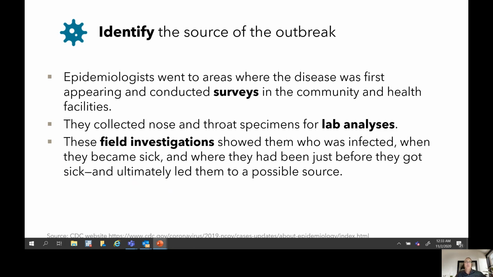It often involves conducting surveys in the community or at health facilities. It sometimes involves collecting, quite often, biological samples from the nose or throat or from your blood, and then conducting sophisticated lab analyses on that as well. And then you use that lab data in coordination with additional information to help inform who was infected, when they became sick, and where they had been just before they got sick as well. And this is all to figure out what the epidemic source is.